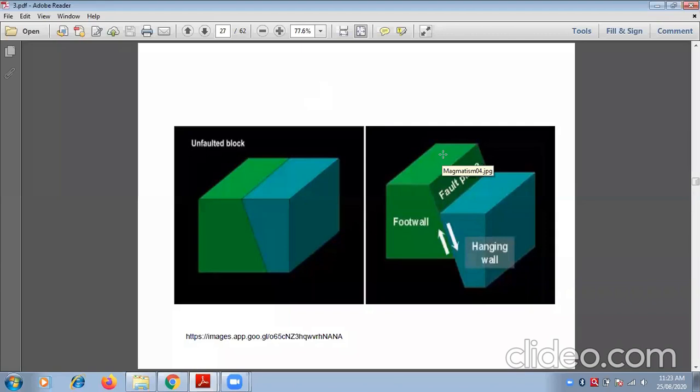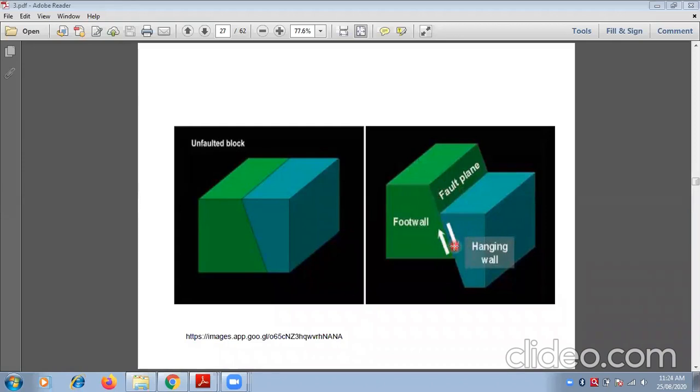Now how will this faulting happen? What are the reasons behind this faulting? Can anybody tell why these two blocks are moved from each other? Here you can see that the blue block is moving downward and the green block is moving upward. So this moving or this displacement in the rock is considered as faulting.